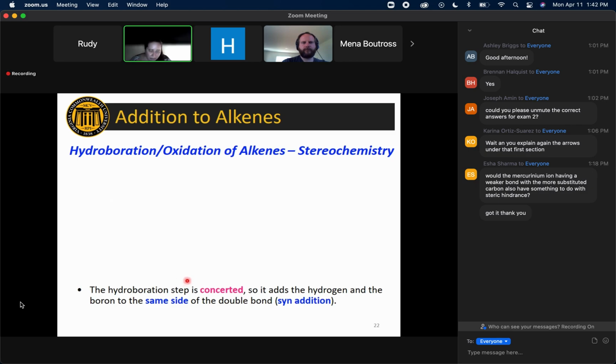So the last thing that I want to say about hydroboration oxidation is that this reaction is a concerted reaction in the hydroboration step, right? We saw that you're forming a new carbon-boron bond.